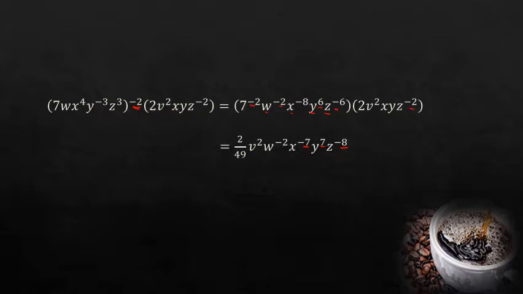So what we want to do now is to simply change the negative exponents into positive by making them denominators. So those that have positive exponents, we have 2 b squared y to the power 7, and the denominator would have 49 w squared x to the power 7 z to the power 8.